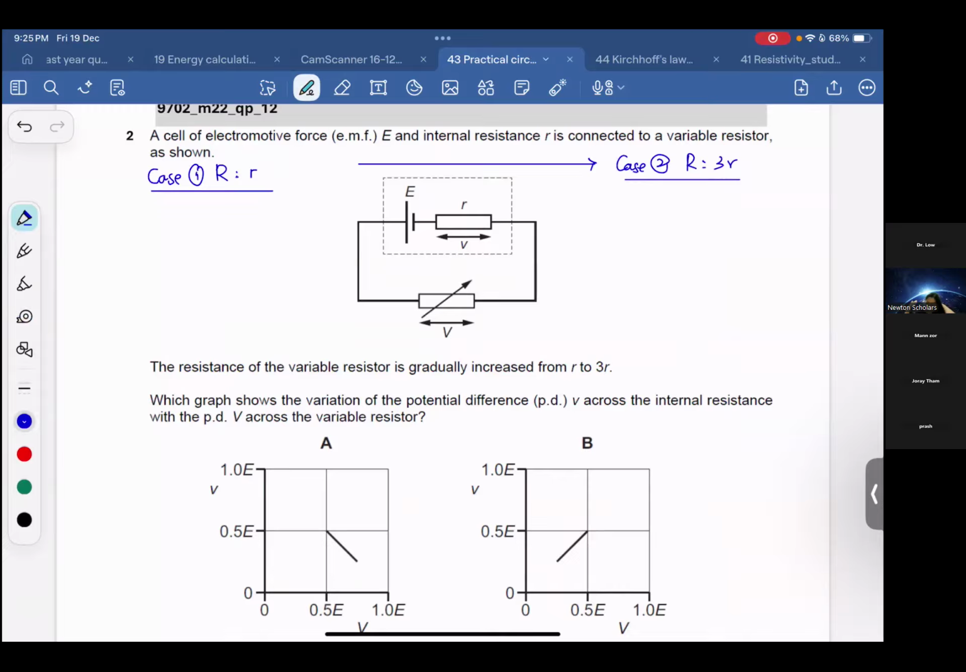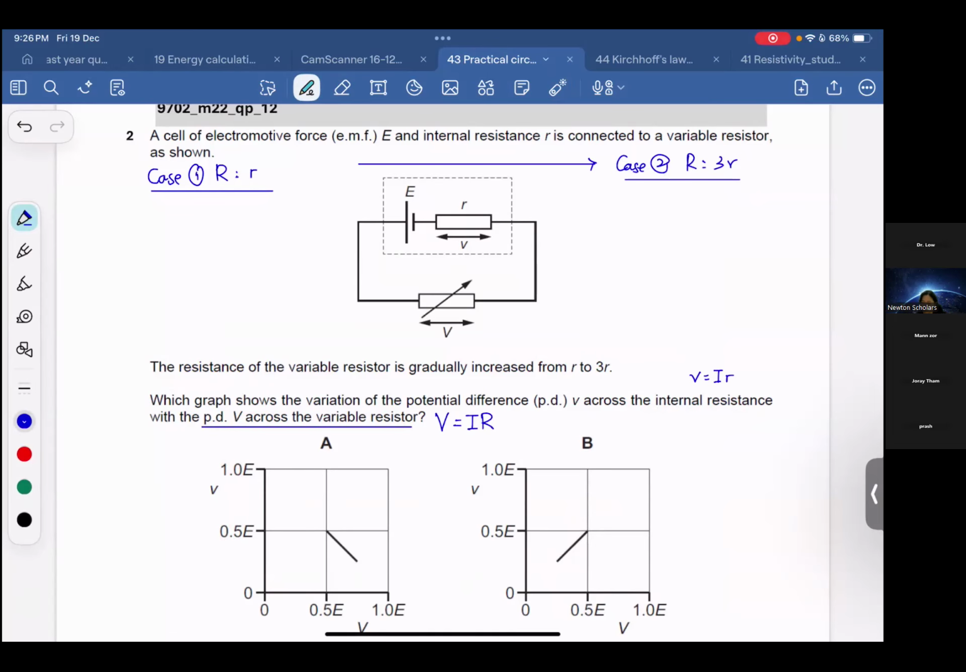Okay, then after that, which graph shows the variations of potential difference V across internal resistance? So the y-axis is the V across internal resistance, small v, I times small r. Then the x-axis is across the variable resistor, big V, so I times resistor R. Okay, so A, B, C, D.